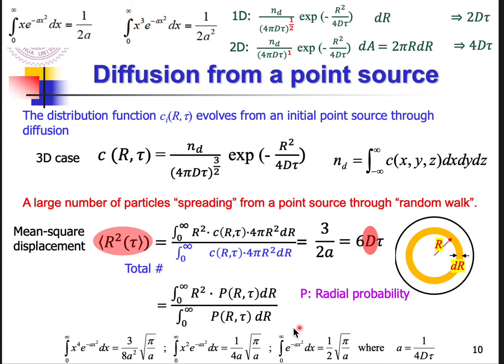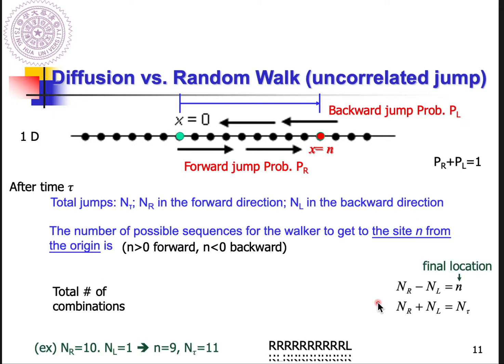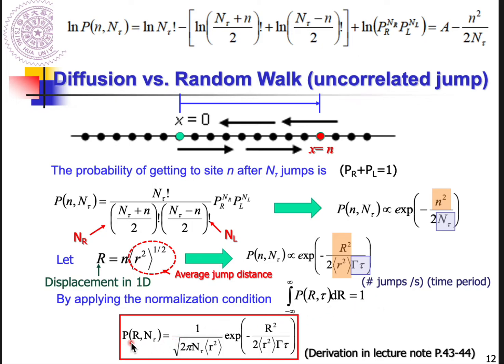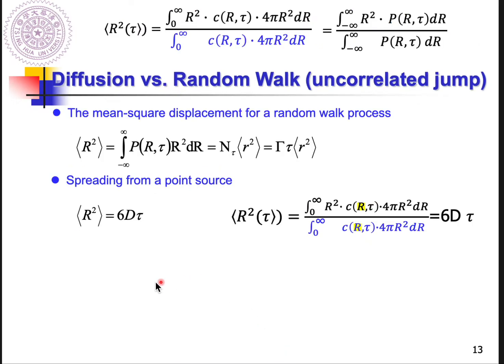So the concept is that we use the other way to get the mean square displacement, and by using the probability method, after serious deviation, the probability will be equal to this. So this is what we learn. Mean square displacement in three-dimensional diffusion case is 6Dτ, and the probability term we find this mean square displacement is Γτ times mean square displacement for each jump.